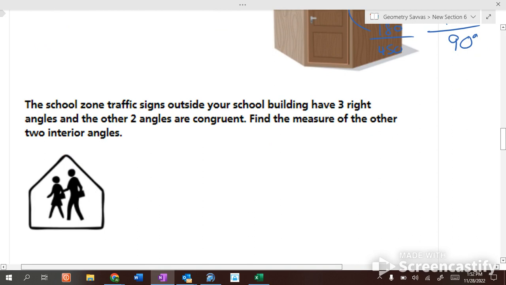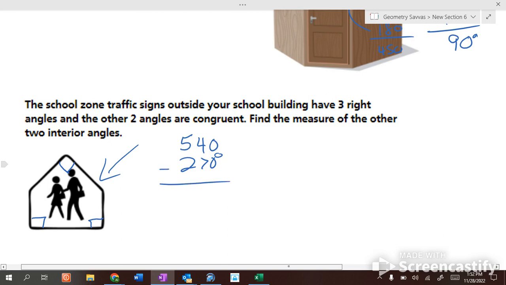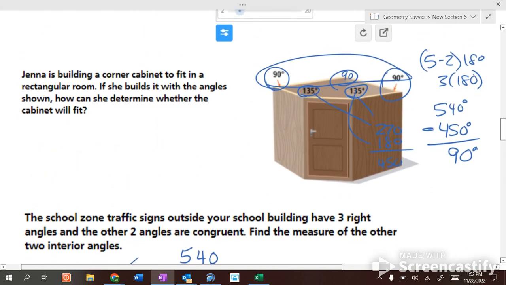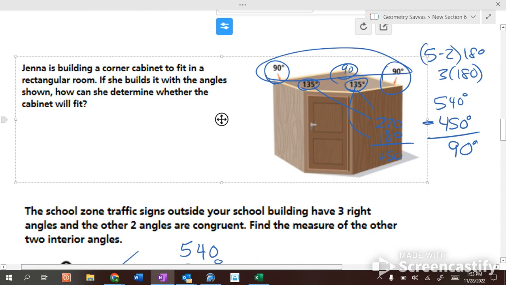The school traffic sign outside your school might have 3 right angles and 2 other congruent angles. Find the measure of the other 2 angles. So if this is a 90-degree angle, this is a 90-degree angle, and this is a 90-degree angle, they add up to 270 degrees, right? Now, this polygon is a pentagon. How many degrees are there in a pentagon? 540. If you didn't know that, you haven't been paying attention, because this is the 4th pentagon we've had now. So if we subtract, we get 270 degrees. Now, each of those angles isn't 270. 270 is what they share. So if you divide them by 2, how much is each angle? 135 degrees. This angle is 135, and this angle is 135. Well, guess what? That was the same as this problem up here. 3 90-degree angles, 2 135-degree angles.